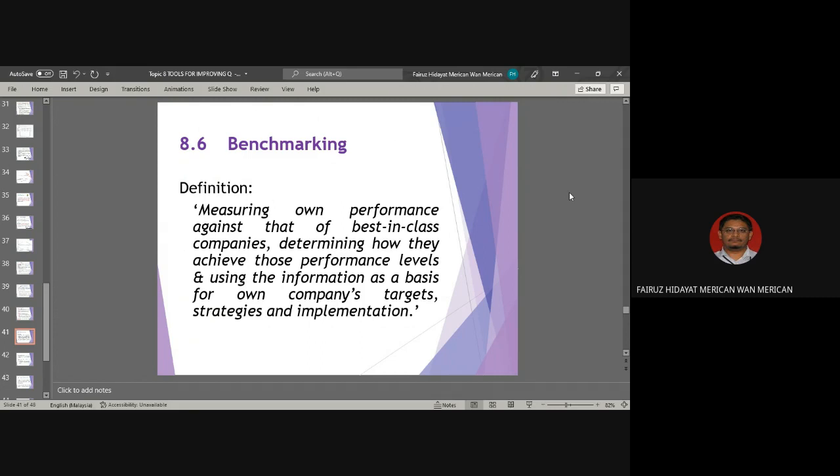And then you have the fifth tool, which is benchmarking, and I think this is also something familiar. Even companies now, even UiTM, they do all this benchmarking exercise or practice. So basically, benchmarking is you measure the performance of your own company against the performance of the companies that are the best in class, meaning the top quality or the top performing companies. So in other words, you're comparing your company and the other company which is of better quality, and then you try to identify the things they are doing which enable them to reach that level of quality. So that's basically what benchmarking is about.